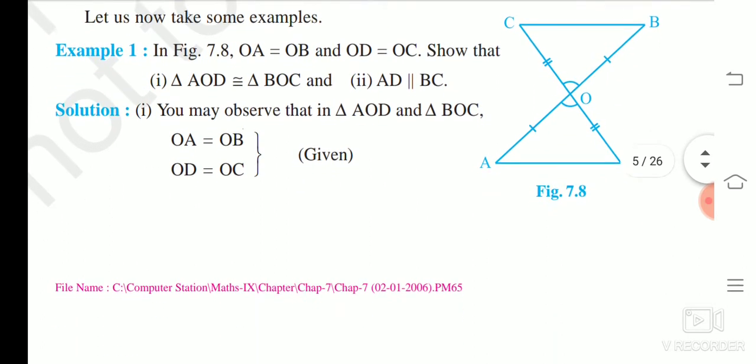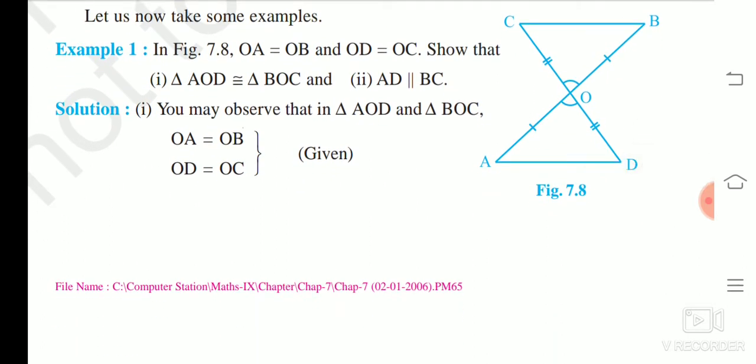Example 1. In the given figure, given OA equal to OB, it's given with one single dash, and OD equal to OC. Show that first, triangle AOD is congruent to triangle BOC, and AD is parallel to BC, right?